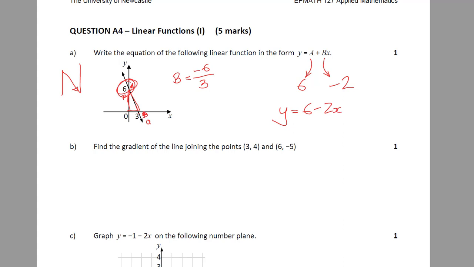Find the gradient of the line joining those points. Well, let's just go for a formula. We'll get our formula that says y2 minus y1 on x2 minus x1.